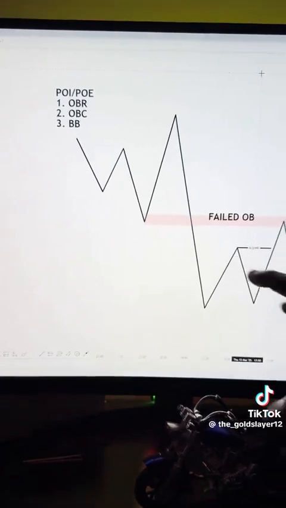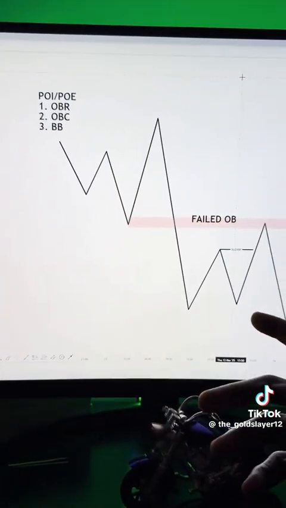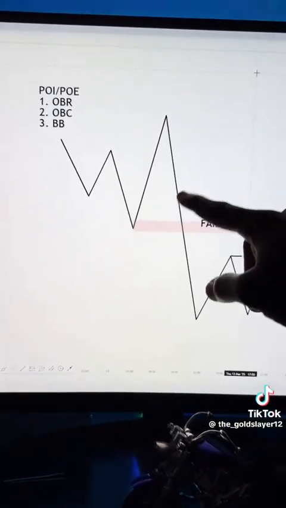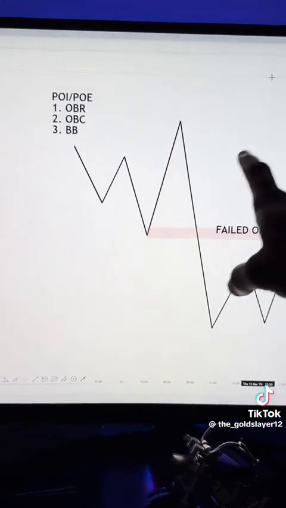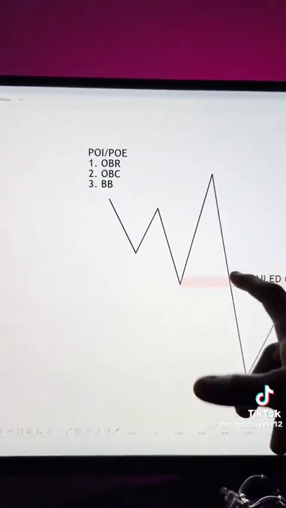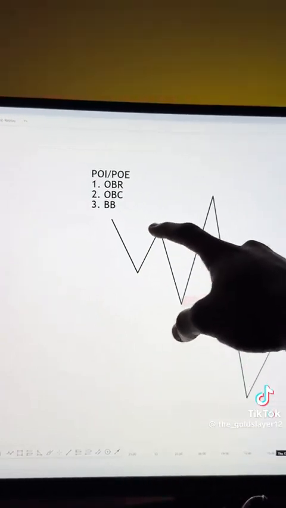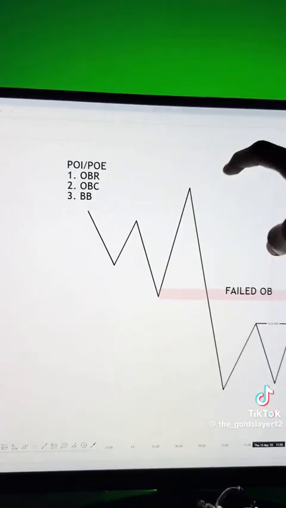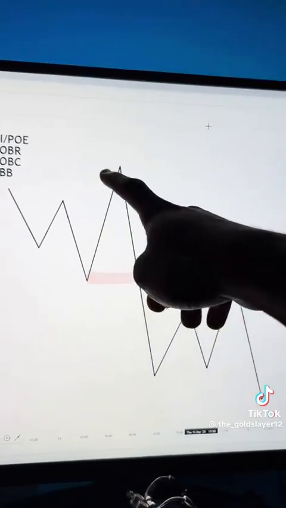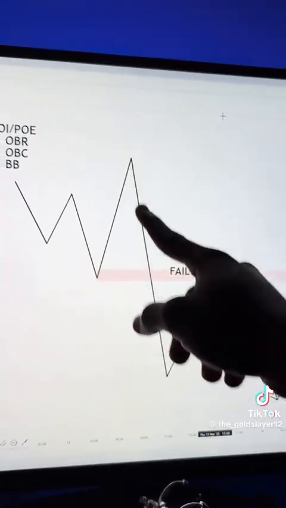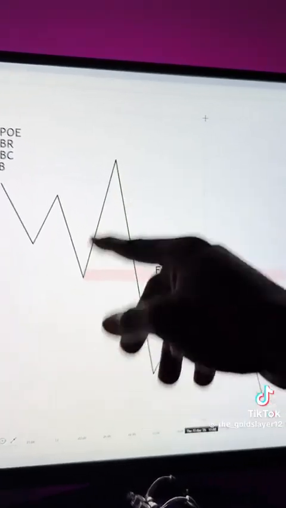So for the breaker block entry model, this is how it looks. All you need is what? A failed order block. Do you understand? An order block that failed to hold price to the upside. You can see this was a buying order block, a bullish order block, break of structure, market structure shift, price tapped in. So it's supposed to hold price to the upside, but what happened? Price broke it.